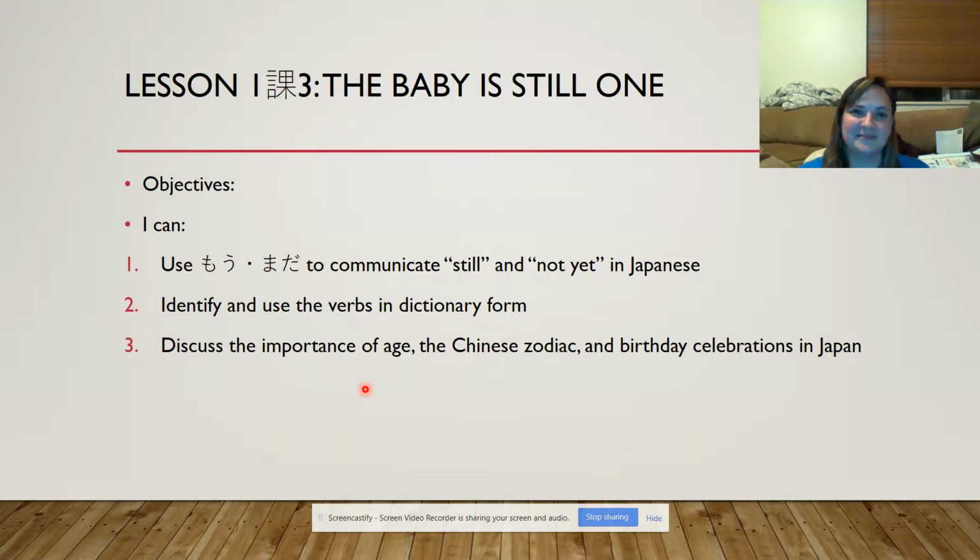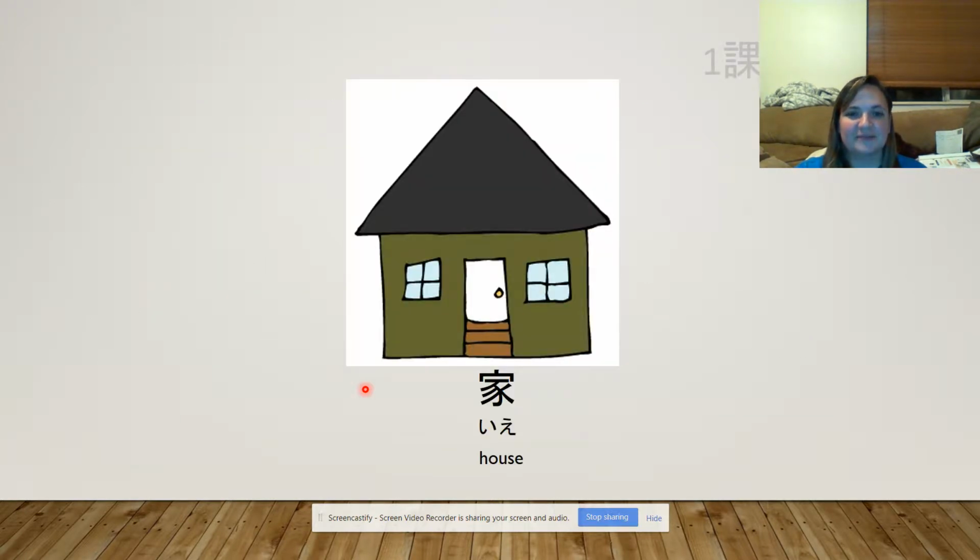じゃあ、はじめに、単語を学びましょう。じゃあ、今日のはじめの単語は、家です。家です。皆さんよくノートを書いてくださいね。そう、家です。If I'm going too fast, remember you can always pause the video and stop where you need to. Okay? So, ie is house. And this is our kanji for house. I think this one's kind of fun to write if you decide to learn it.